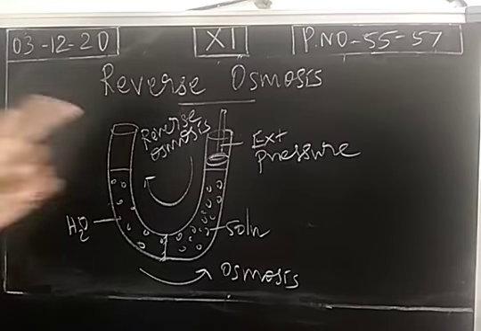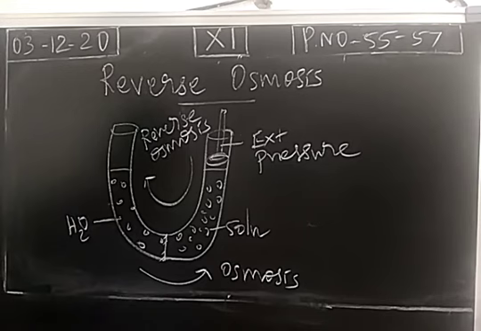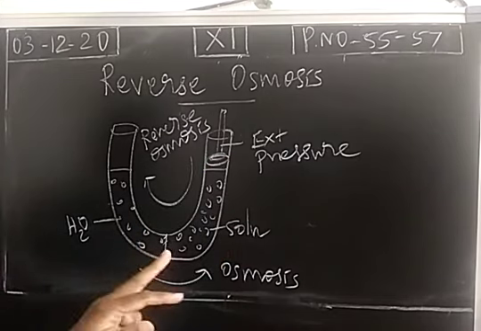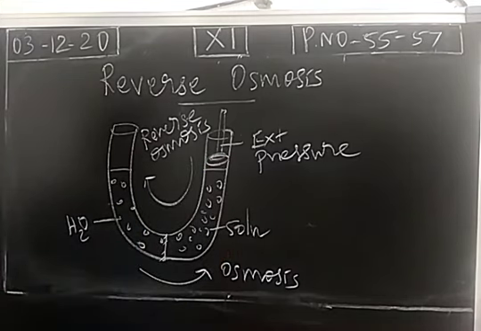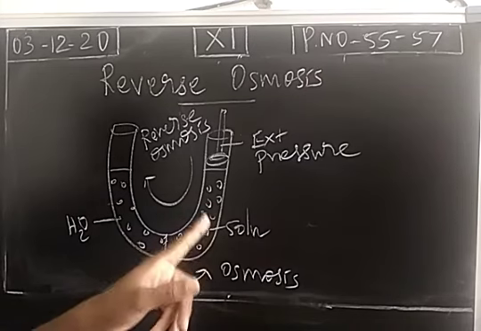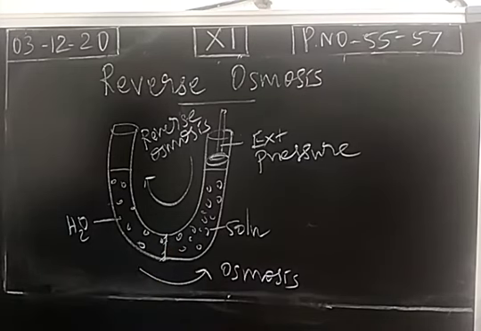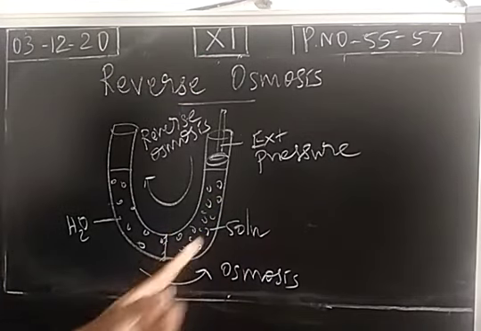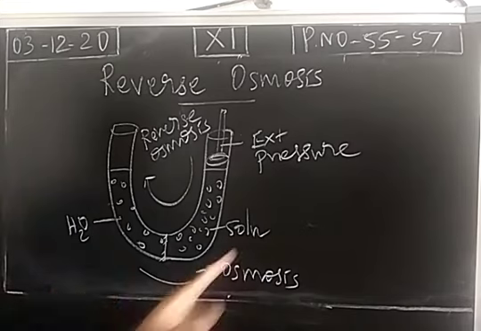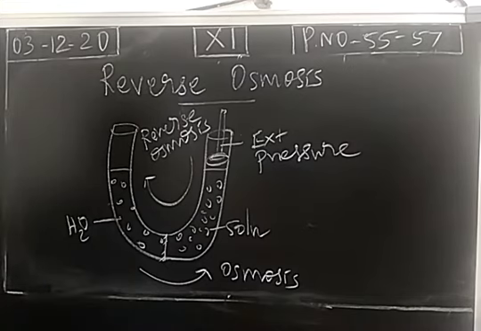What are the uses of reverse osmosis? First one, desalination of seawater. On this side, if you have seawater, sodium chloride cannot pass through the semi-permeable membrane. Water molecules alone can pass through this membrane. So when we apply more external pressure, all the water molecules will move to the solvent side, and the other side will have only impurities like sodium chloride. So for the purification of seawater as well as drinking water, we apply reverse osmosis.